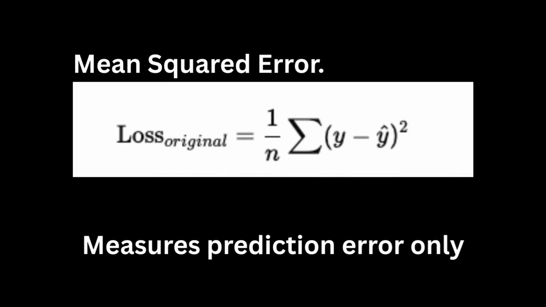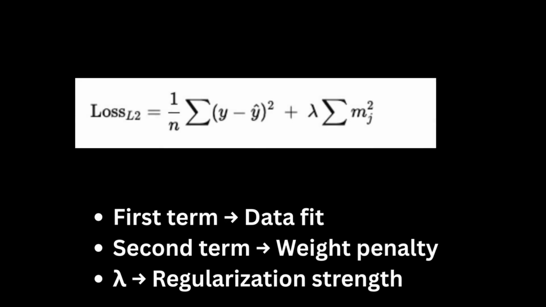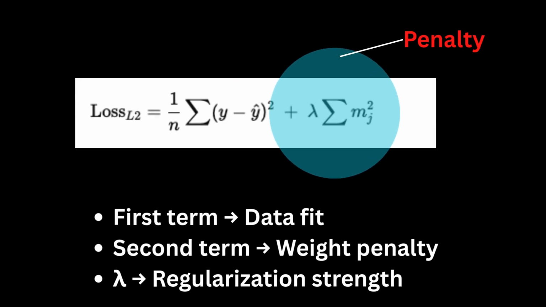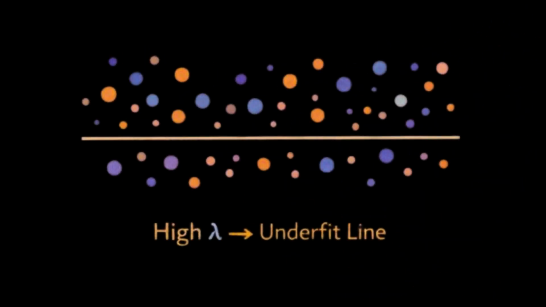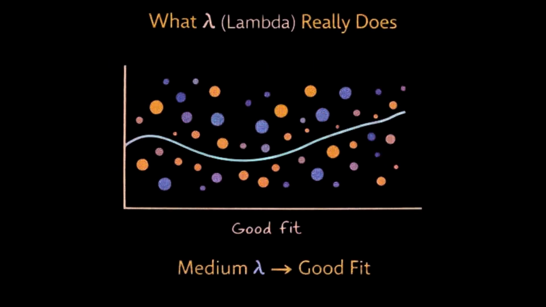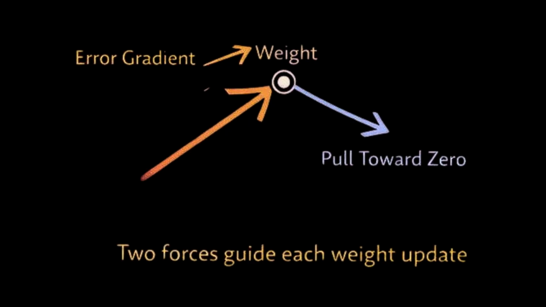Let's anchor ourselves in the math. So far, our loss function was mean squared error. L2 regularization modifies this loss. We add a penalty for large weights. This penalty is proportional to the square of each weight. The model now balances two goals: fit the data and keep weights small. Lambda controls how strict the rule is. If lambda is 0, we are back to normal training. If lambda is large, the model strongly avoids large weights. So lambda controls the trade-off between fitting and simplicity.